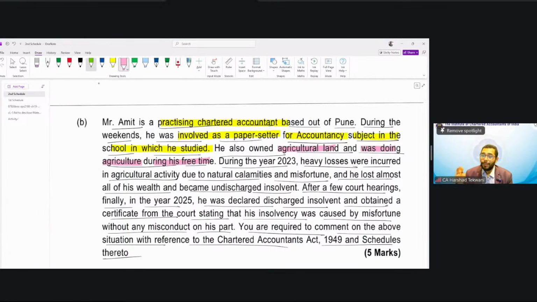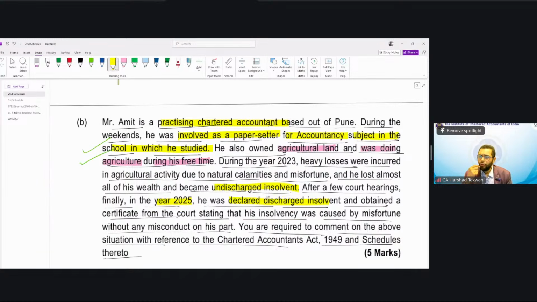Now, the next part of the question. During 2023, heavy losses were incurred in the agriculture activity due to the natural calamities and misfortune, and he lost almost all his wealth and became an undischarged insolvent. And after a few court hearings in 2025, he was declared a discharged insolvent and obtained a certificate from the court stating that his insolvency was caused by misfortune. What impact will this have?